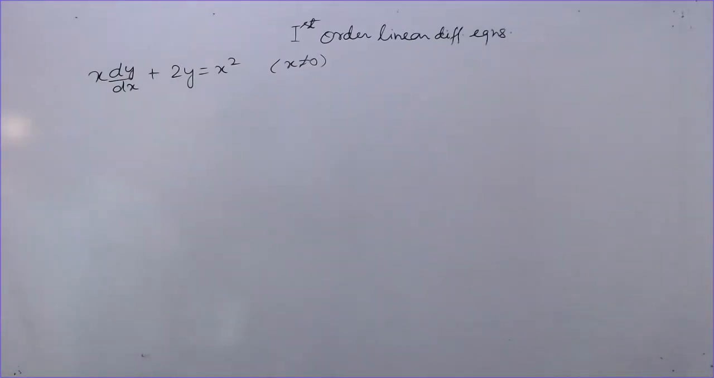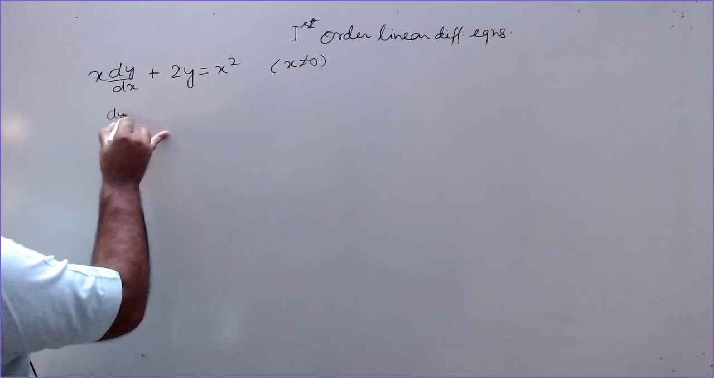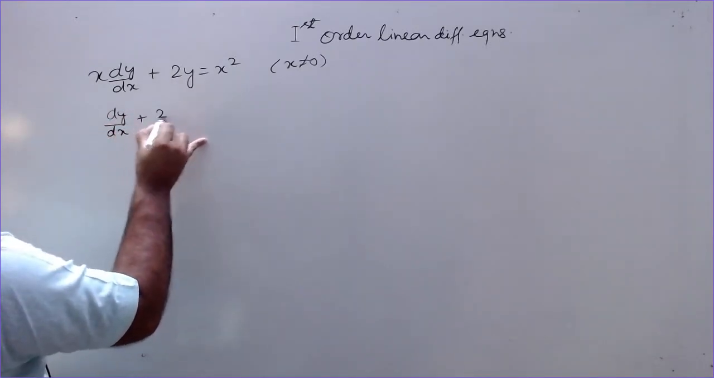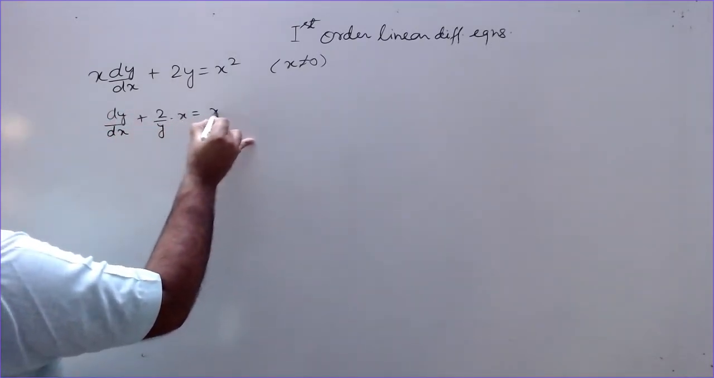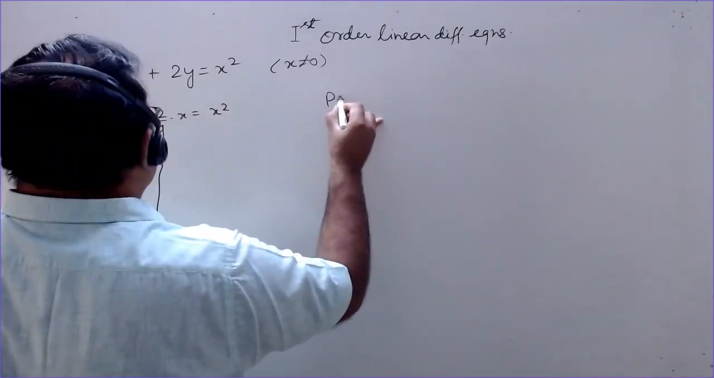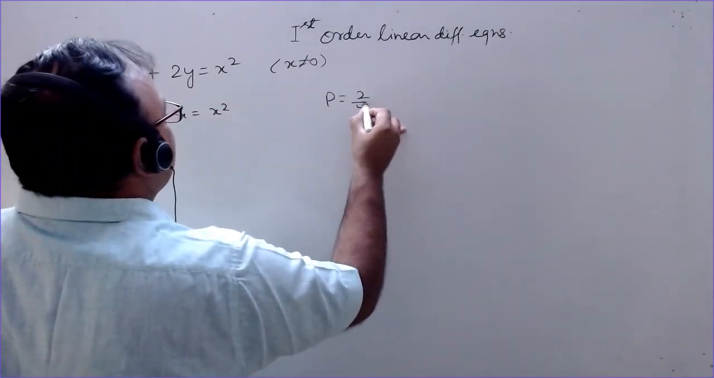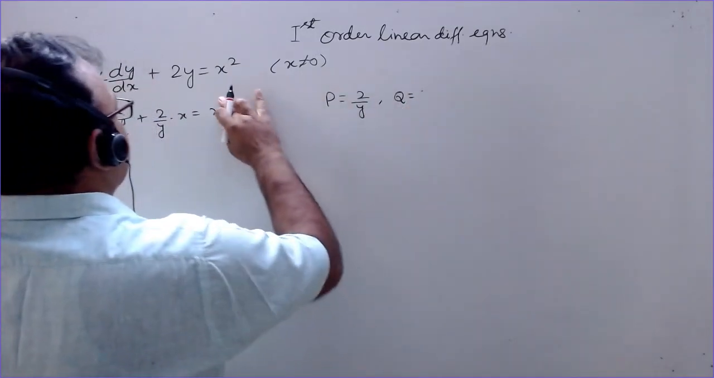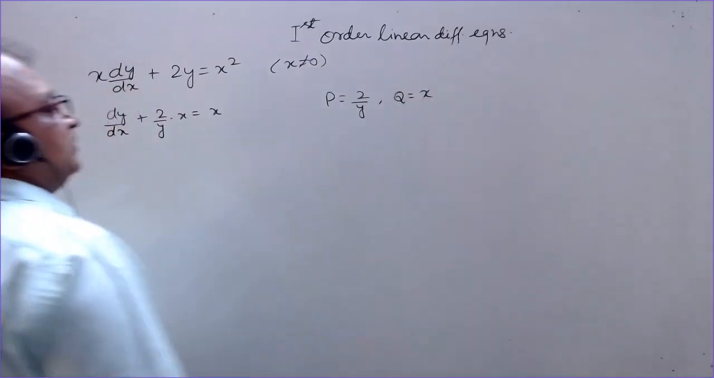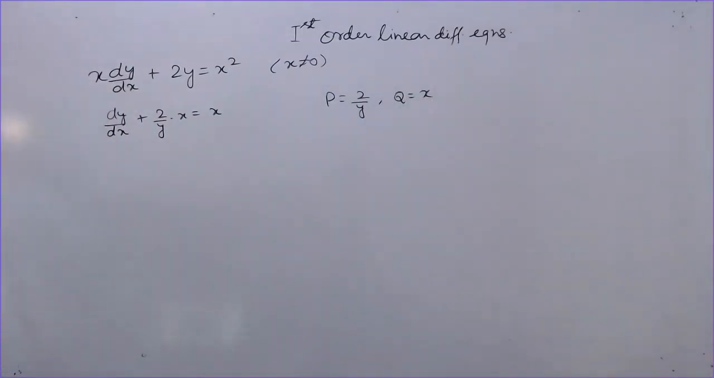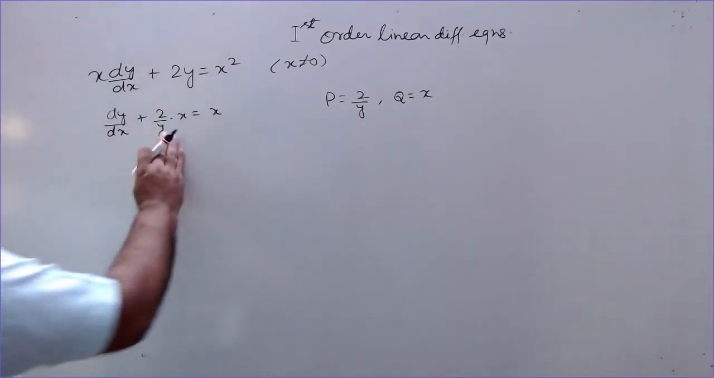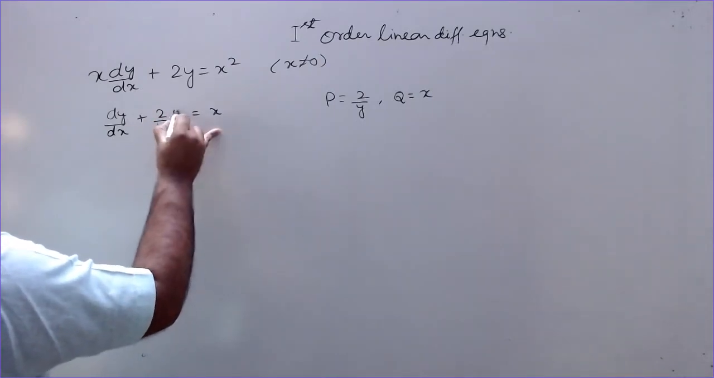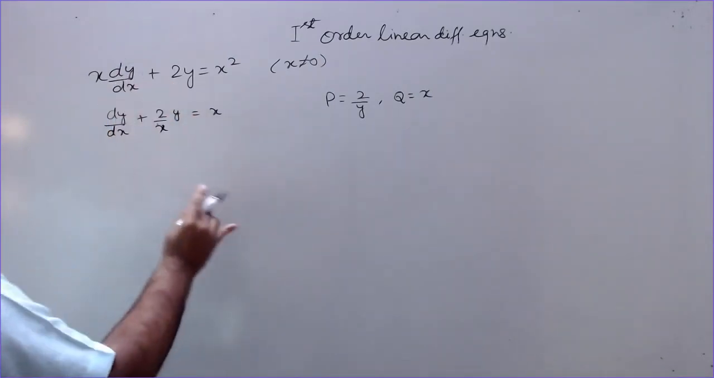So dividing by x, dy by dx plus 2 by x into y is equal to x. So p here is 2 by x and q here is x. So is it right? dy by dx plus py is equal to q, so it should be p into y. I have written it wrongly, this is y, 2y by x.